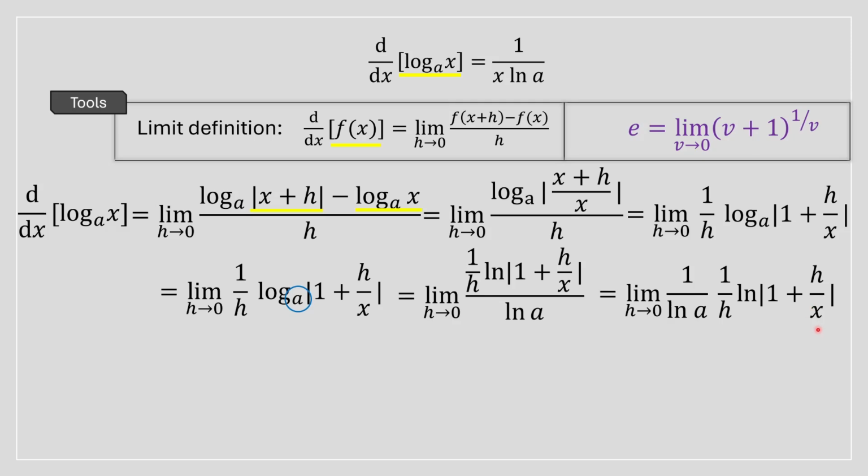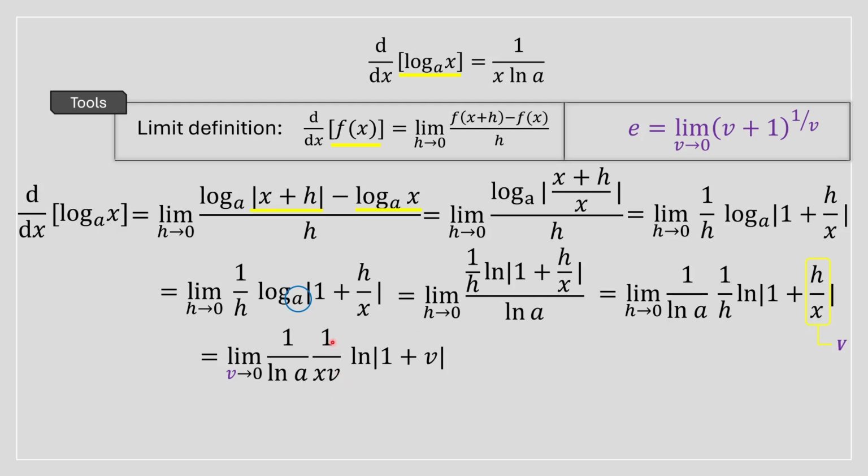You just have to replace h divided by x with v, and likewise h will be equal to x times v. So then you're going to have this limit, v approaching 0. All the h terms have been changed to v terms essentially. And our goal is to make it look like this Euler's number, so we can replace it into this limit, rendering it solvable.